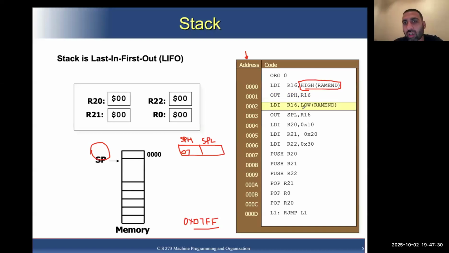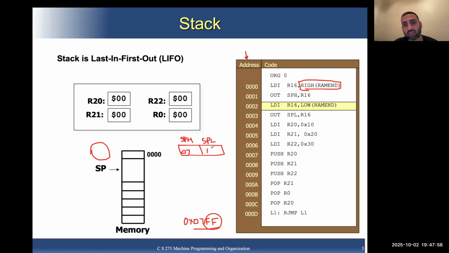And then next I'm saying, but remember SPL is still 00. So it means the stack pointer is now pointing somewhere in the memory, and the location is not 0, right? And then I'm saying, okay, now load the low byte of the RAM end in R16. So basically I'm saying load this address 0xFF, right? So what will happen is that it goes to R16, and then I'm saying write R16 to the SPL.